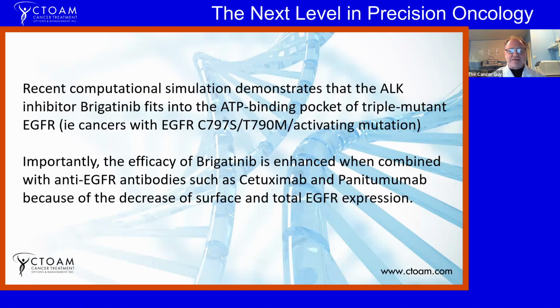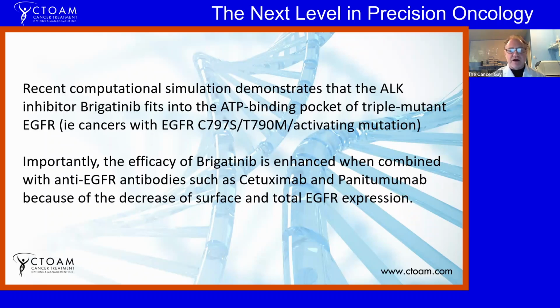But what they did in this study is they looked at this particular triple mutation, where you have the C797S, the T790M, and the regular activating mutation. And so what they did was they took brigatinib and combined it with cetuximab or panitumumab, which are EGFR monoclonal antibodies often used in colorectal cancers.